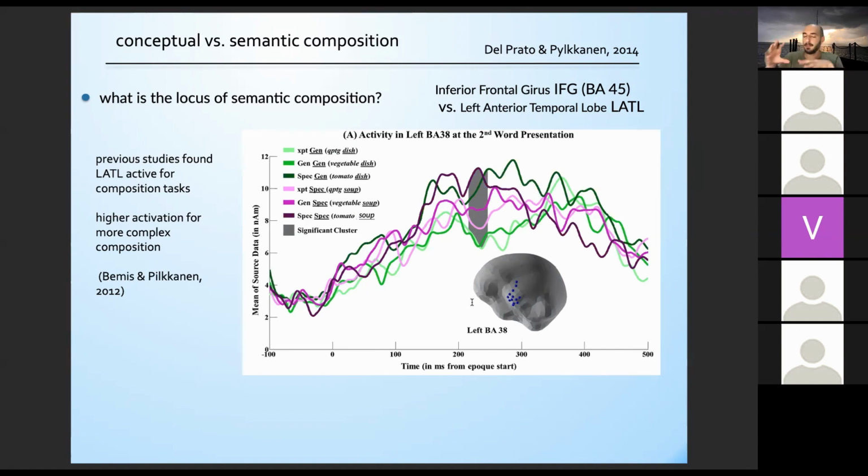So this is just one of their experiments, and I guess this one was Bemis and Pylkkänen in 2012. So what did they do here? They studied the composition of two words, okay? So two words could be something like non-word dish, vegetable dish, tomato dish, non-word soup, vegetable soup, tomato soup.